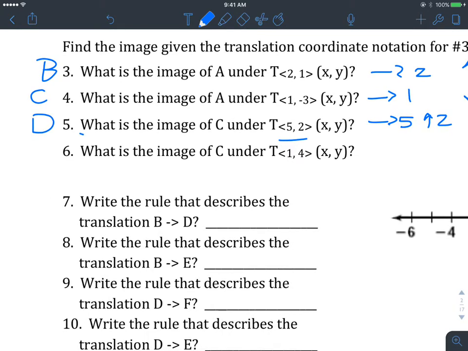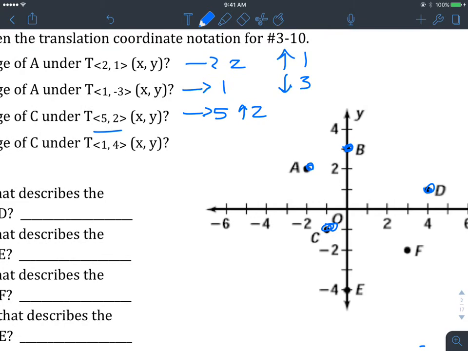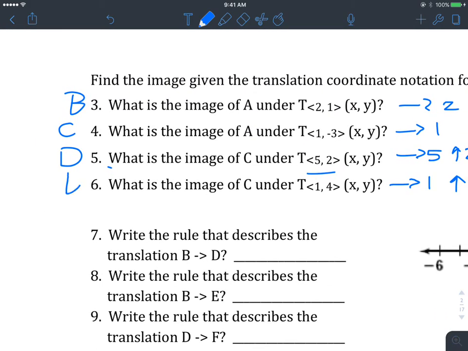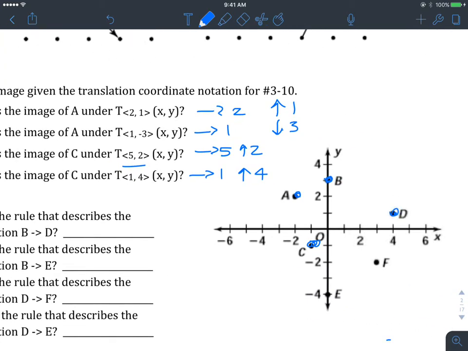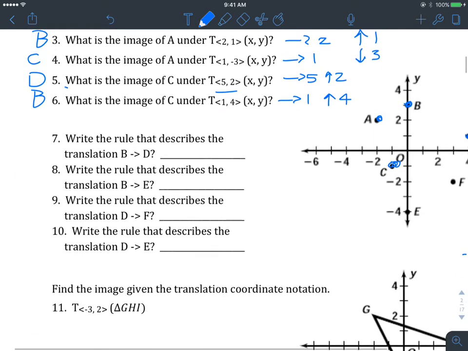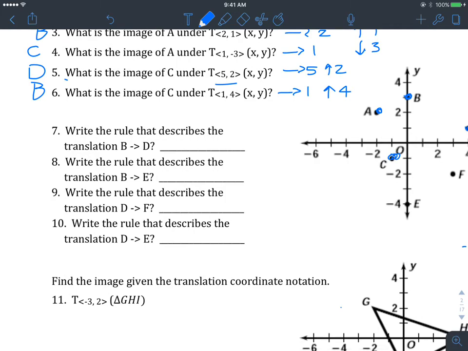And then what is the image of C under this right here, which means right 1 and then up 4. So taking C, right 1, up 4, that happens to be B as well. Now sometimes you'll just write these as ordered pairs, like that last one there you would have written as, I guess, (0, 3). So sometimes they'll give you letters for them, sometimes you'll just have to write the letters on your own.